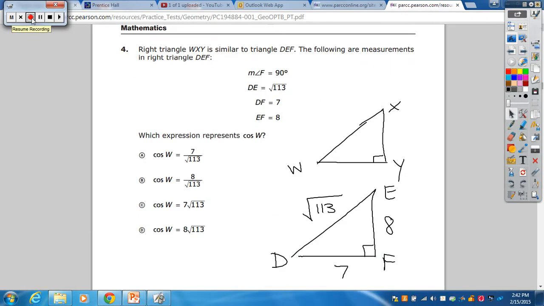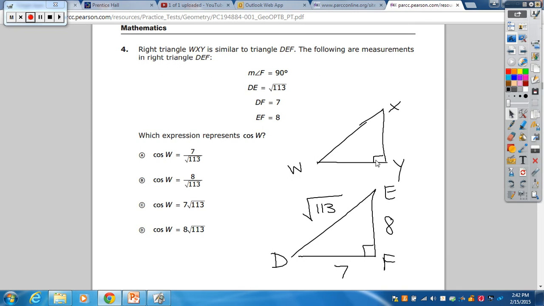Okay, number 4, the next one, we have two right triangles that are similar. And so remember what we talked about with similar triangles. We know that the side lengths are proportional, and so this side will correspond with this one, this side will correspond with this one, obviously the hypotenuses correspond, and all the corresponding angles are congruent. So these angles are congruent, these angles are congruent, and obviously the right angles are going to be congruent.